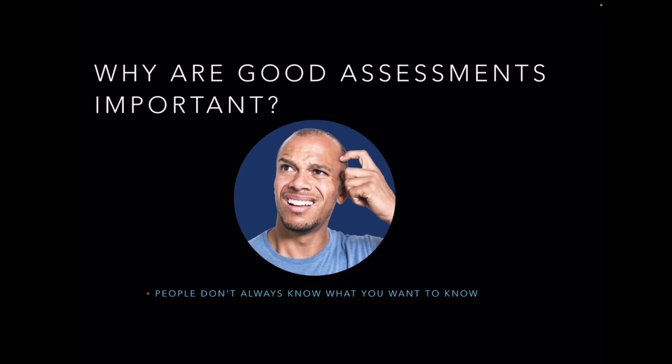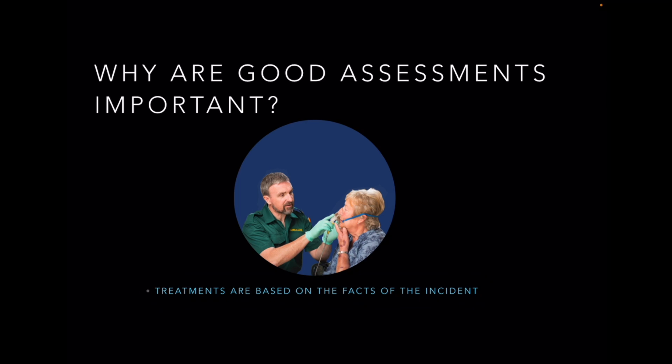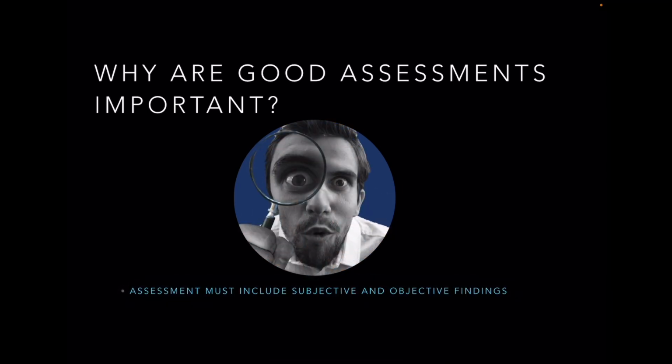Secondly, the treatments we provide to patients are based on facts of the incident. We do not do random things for no apparent reason. We should always have a strong justification for all of our actions on a scene. Those justifications come from a balance of subjective and objective information collected from the scene. To be clear, in medicine, subjective information is that which is told to us by others, while objective information is what we see, hear, and feel, etc.